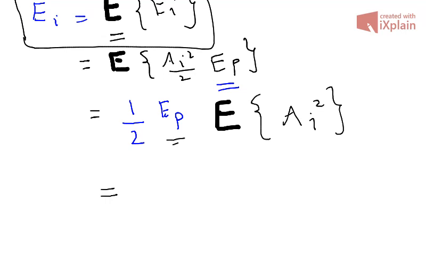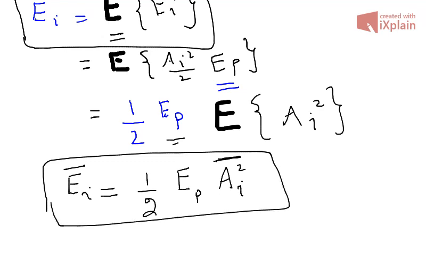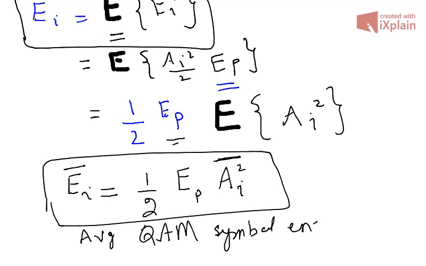So this can be expressed as half the energy of the pulse, and then we can write A_i squared bar. This bar represents the average value. So this is the average symbol energy. This is the representation of the average QAM symbol energy.